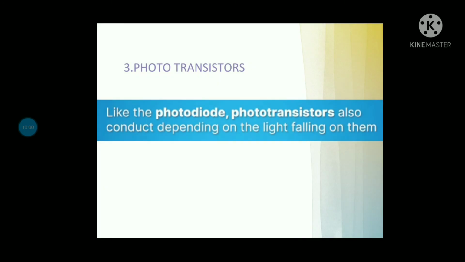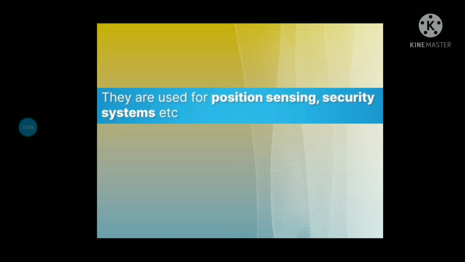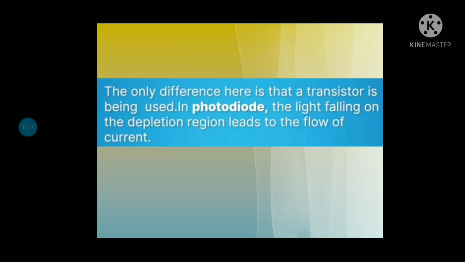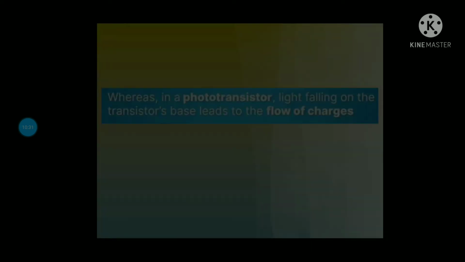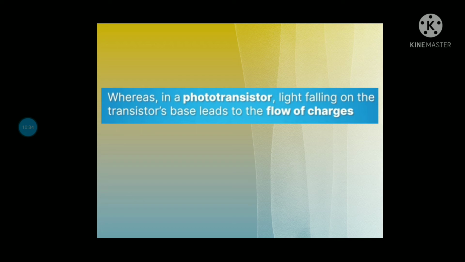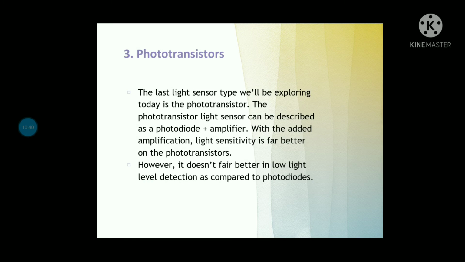Third type is phototransistors. Like photodiodes, phototransistors also conduct depending on the light falling on them. They are used for position sensing and security systems, etc. The only difference here is that a transistor is being used. In a photodiode, the light falling on the depletion region leads to the flow of current, whereas in a phototransistor, light falling on the transistor base leads to the flow of charges.